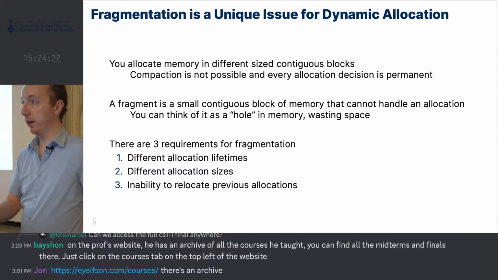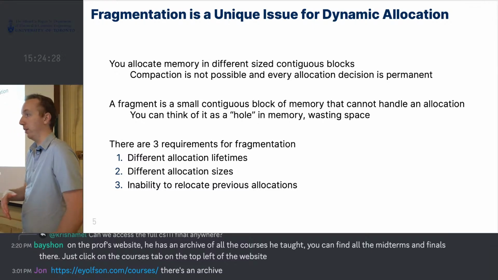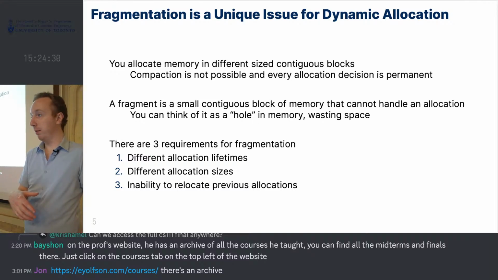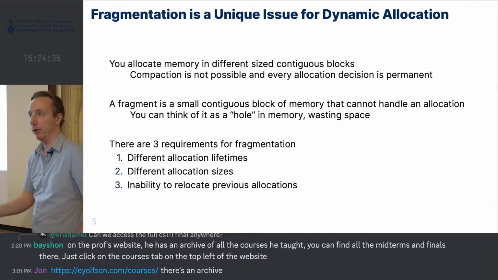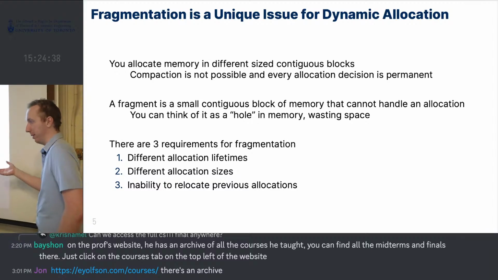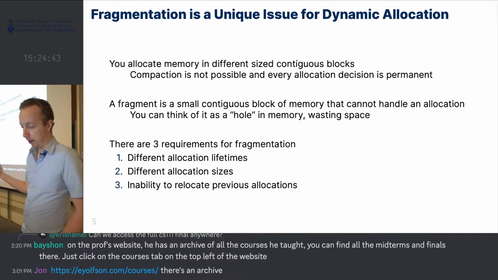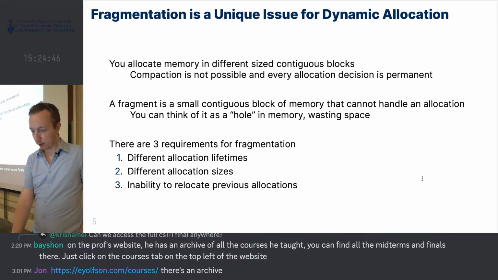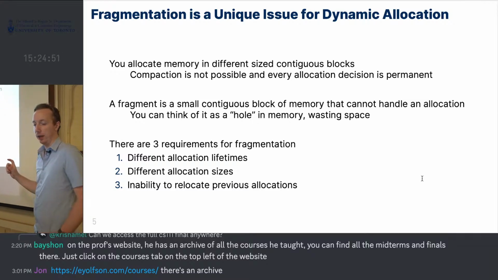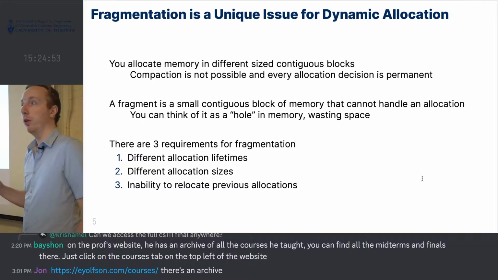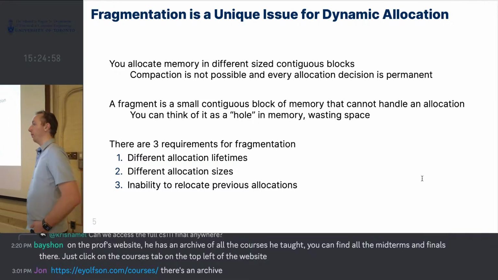So for malloc, if you get a pointer back from malloc, it's essentially a permanent decision until you call free. So whatever address I got back from malloc, it has to be valid until I call free. The library is just not allowed to randomly move memory around on you. Otherwise, you would segfault, and it would actually be from no fault of your own. So a fragment is basically just a small contiguous block of memory that cannot handle an allocation. You can think of it as a hole, it's wasting space, whatever you want to think of it as.